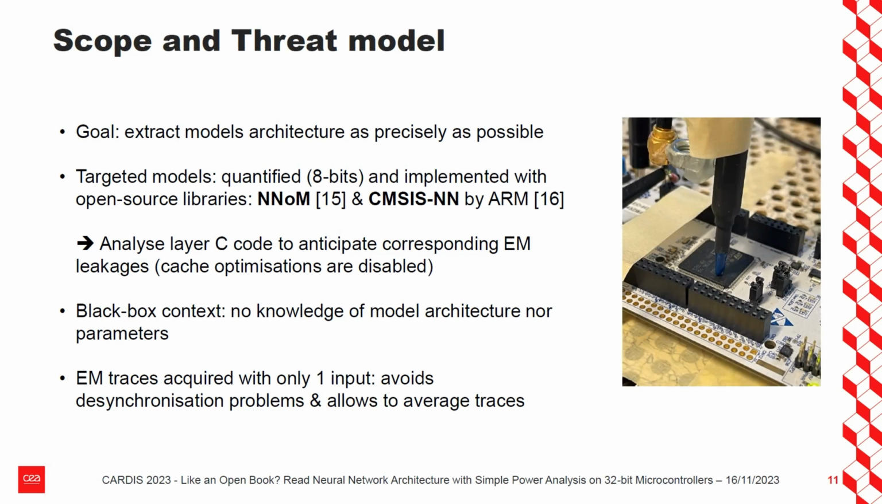Another point to be mentioned is that in our experiment context, we chose to disable the cache optimization available on the board. Regarding the attacker, we place him in a black box context in a way that he has no knowledge about the model architecture to extract, no model parameters. However, he is aware of the usage of the CMSIS-NN library. And the last point, but not the least, is that the implementations offered by the CMSIS-NN library are inconstant regarding the execution time. So in order to avoid the synchronization problem, we chose to acquire a few traces with a single input and then average them together.